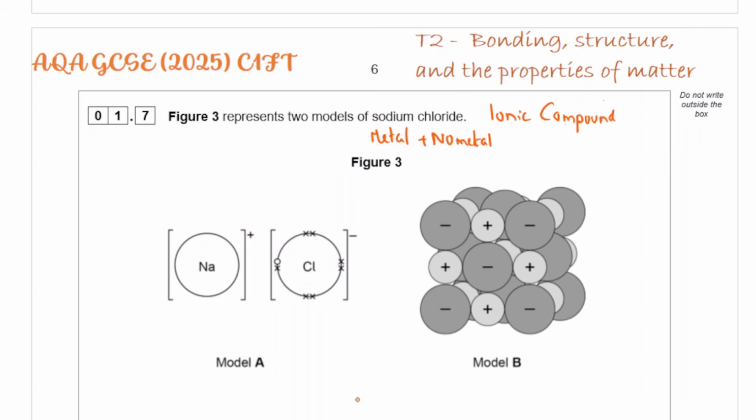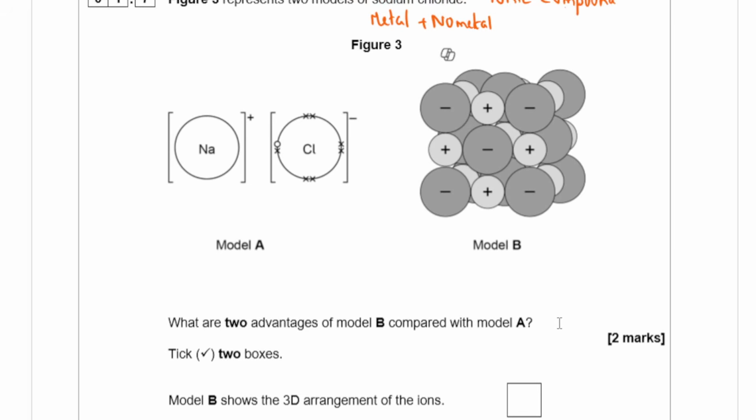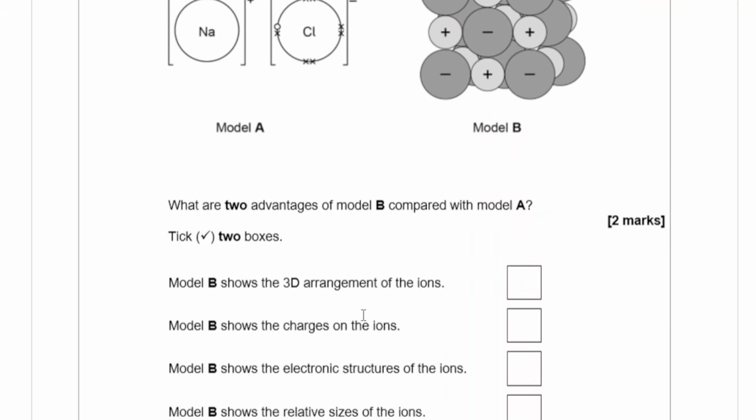So you have model A representing sodium chloride and model B representing sodium chloride again. This one is actually showing the ions with a positive and the negative charge. Model B is also showing the ions, but it's a 3D structure. So what are two advantages of model B compared to model A?